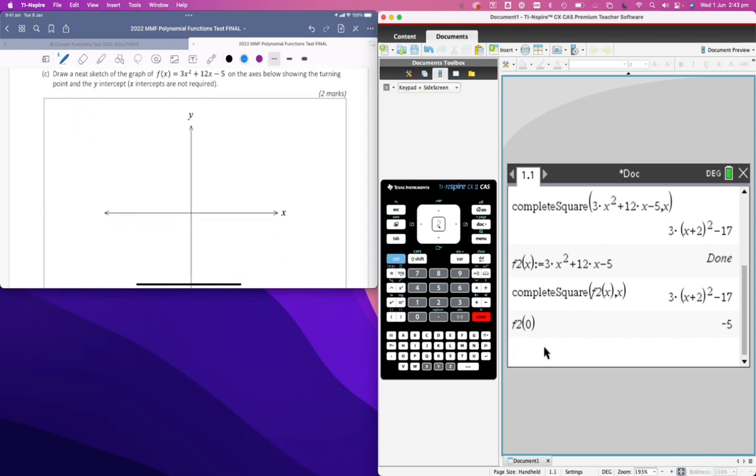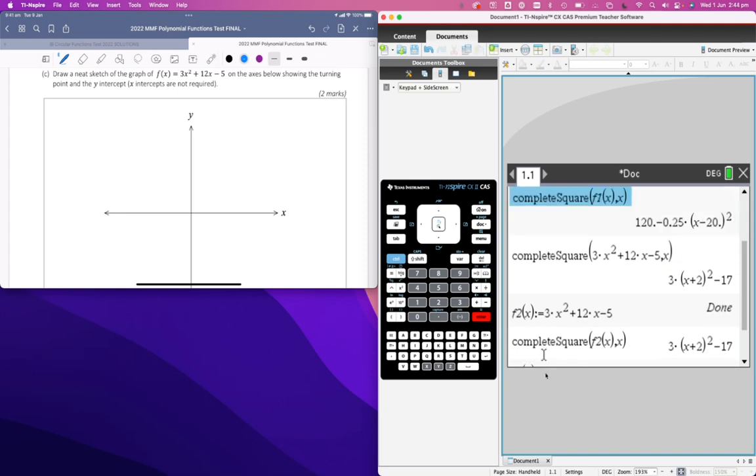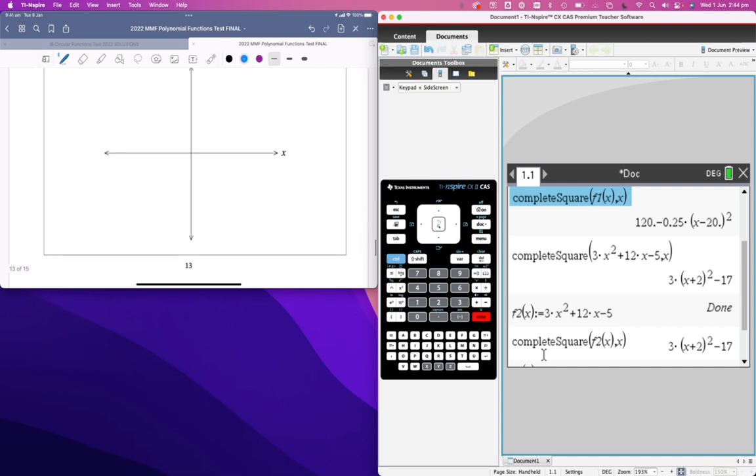It says draw a neat sketch of f of x equals the same function we've been dealing with, on the axis below, showing the turning point and the y-intercept. X-intercepts are not required. Now, to be perfectly honest, because we've already worked it out in part A and part B, we probably don't need to use a calculator to do it, but we can confirm on our calculator. But our turning point was (negative 2, negative 17). So I'm going to go, that's going to be here.